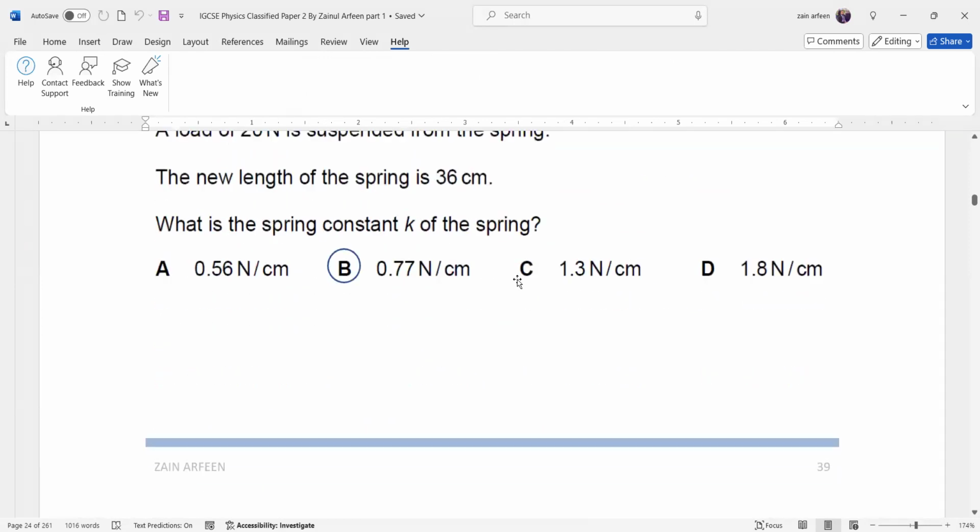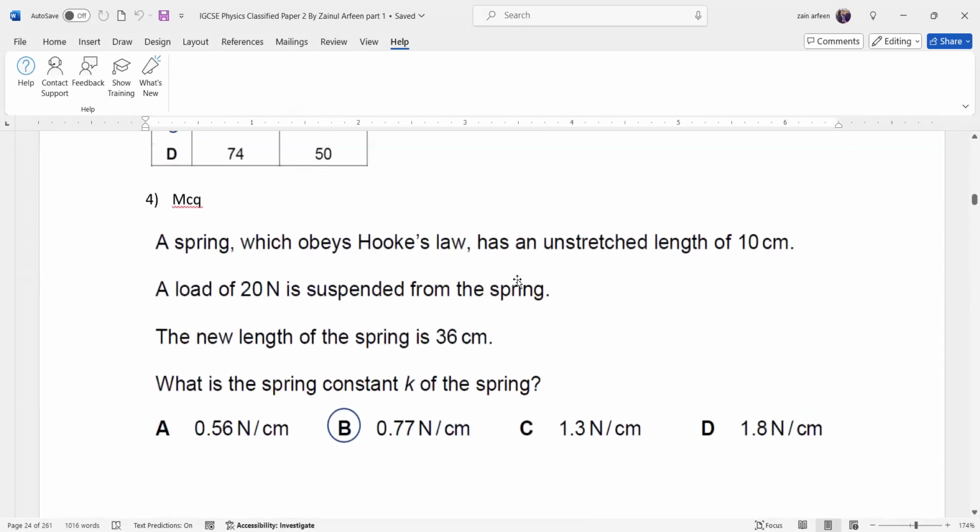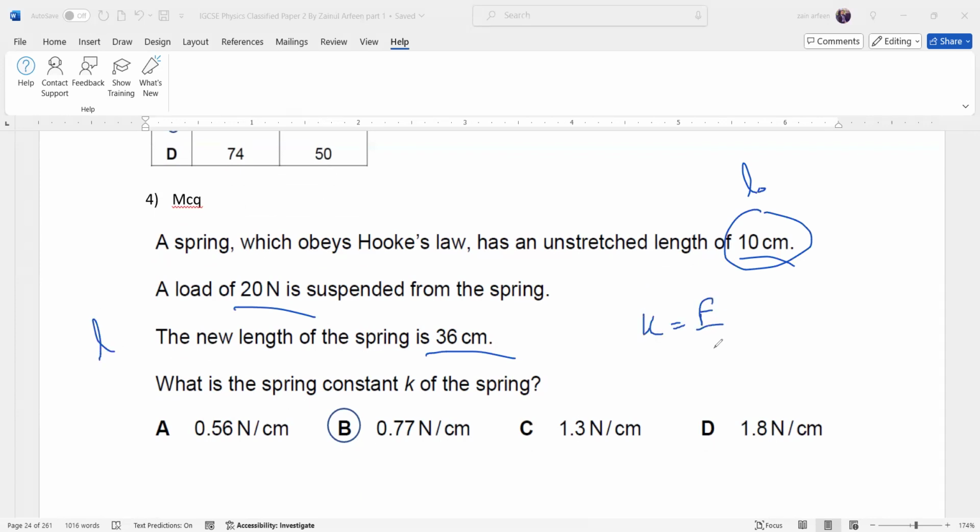In this question, a spring which obeys Hooke's law has an unstretched length, meaning the length of the spring without any load, of 10, which is L0. A 20 Newton load is suspended and the new length L is 36. The spring constant is force divided by extension. We applied a force of 20 Newton. How much is it extended?